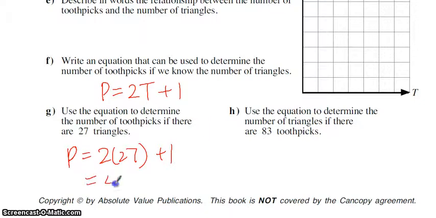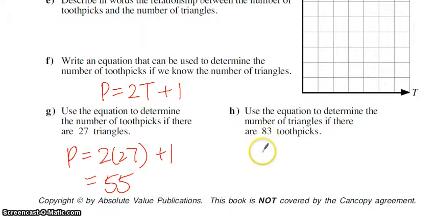The answer is you need 55 toothpicks to make 27 triangles. Well, how do I know, right? Because by math, I know it. I didn't count it one by one. That would take forever, and that's a very dumb way to do it. You use math, you use logic, you use reason, you use an equation to find out the answer very quickly.